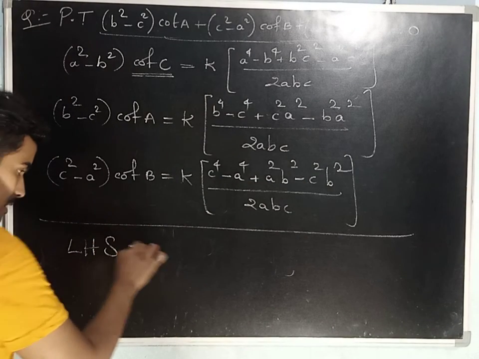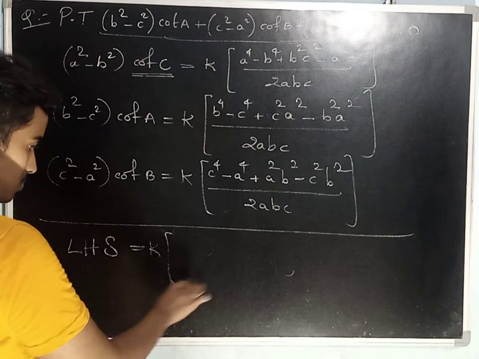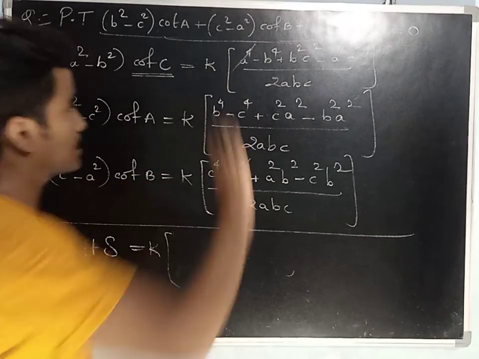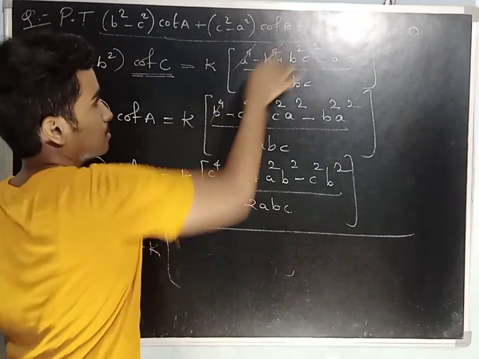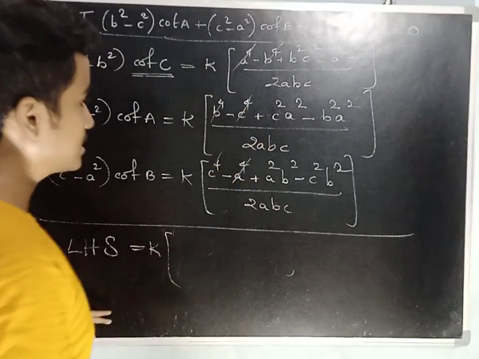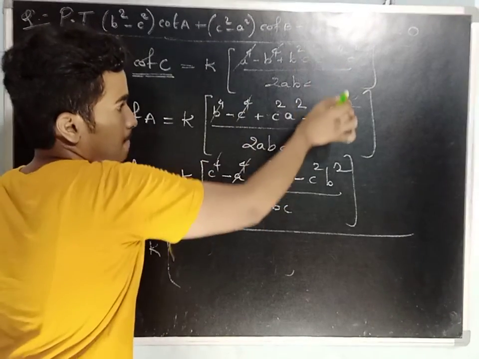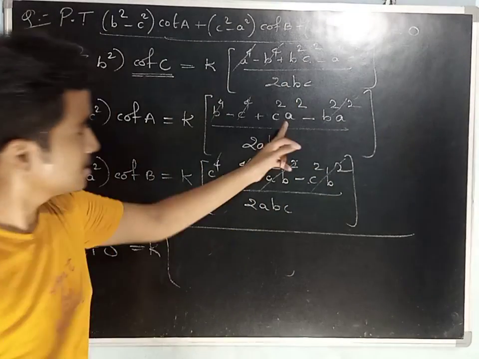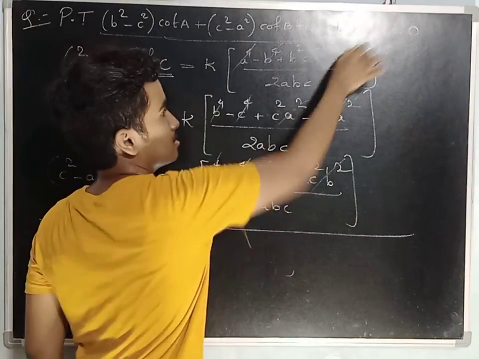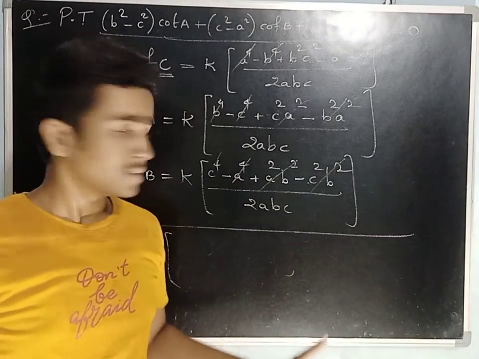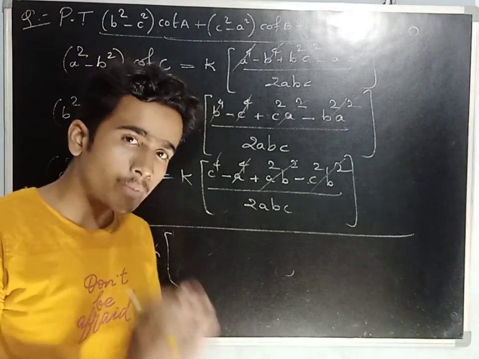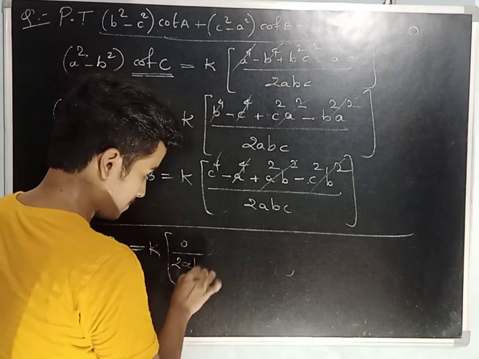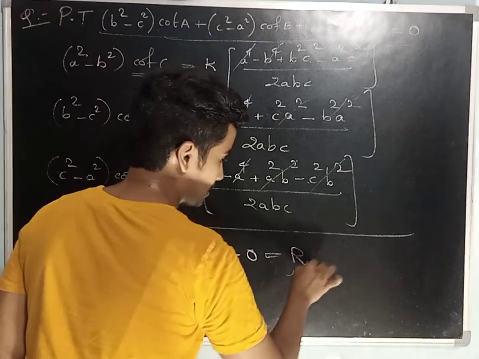So I am going to get LHS is nothing but k into a power 4, a power 4, these two get cancelled. b power 4, b power 4, these two get cancelled. a square b square, a square b square, these two get cancelled. c square b square, b square c square, these two get cancelled. c square a square, a square c square, these two get cancelled. The total numerical part got cancelled, so the numerator is 0. 0 by 2abc is nothing but 0, which is nothing but RHS.